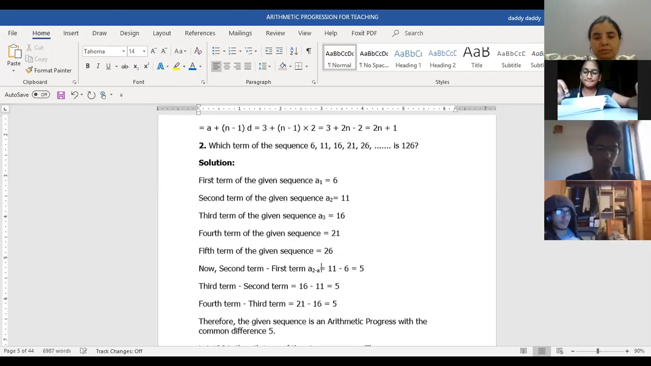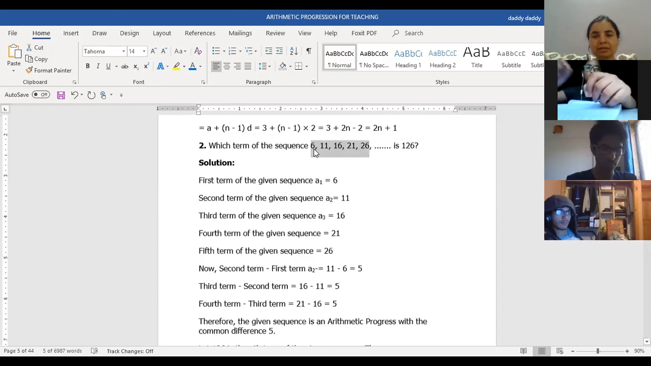Ma'am, I did not understand what you've done with the second term and the third term. A3 and A2. Can you see this sequence? Which number is the first number? 6. So that is the first term. Which is the second one? 11. So that is what I have written. Second term, I have given it a name, A2. I have given a name to the third term, A3.